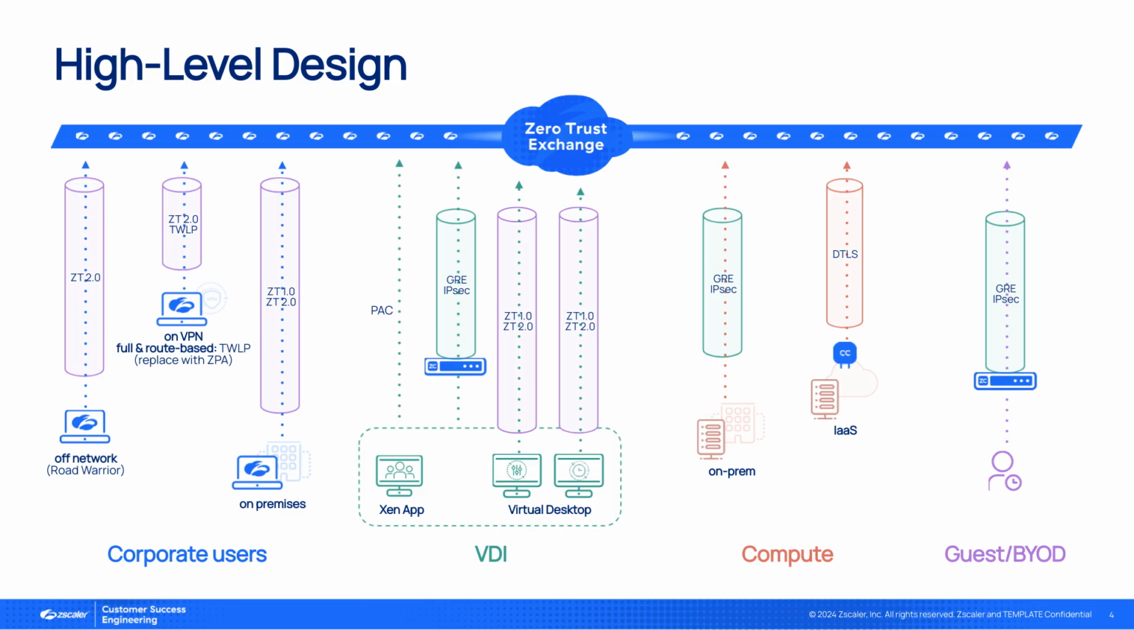Next, we have VDI users. Since your VDI servers are located on your corporate network, these use a mixture of all 3 forwarding methods, depending on the limitations of the particular VDI technology involved. Then we have server and IaaS traffic. On-premise traffic is forwarded to the Zero Trust Exchange using GRE or IPsec tunnels, whereas IaaS traffic is routed via a connector placed in the IaaS cloud. Finally, BYOD and guest Wi-Fi traffic is forwarded via GRE or IPsec tunnels and secured using location-based and subnet-based policies. That's it for this video.